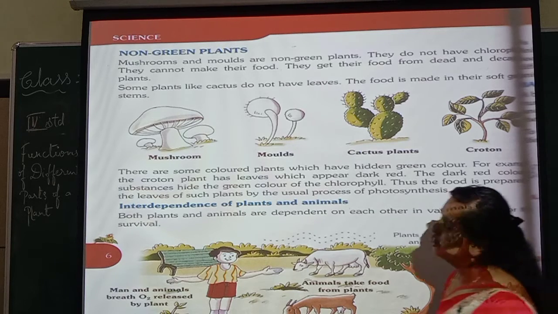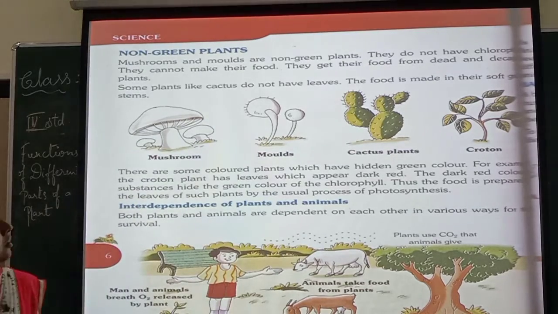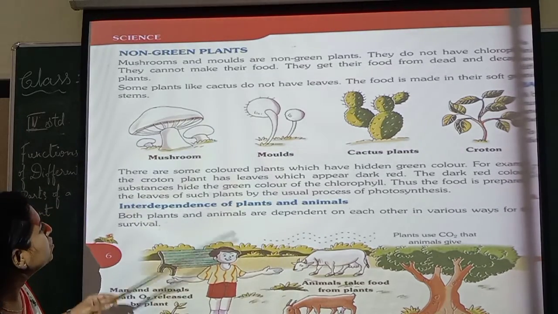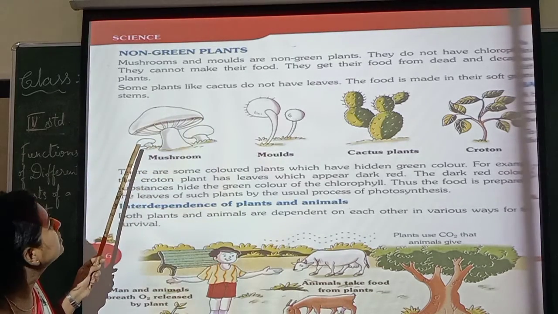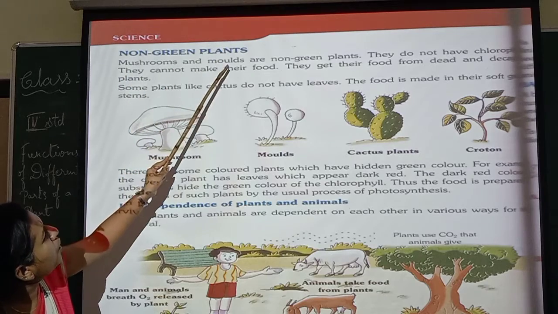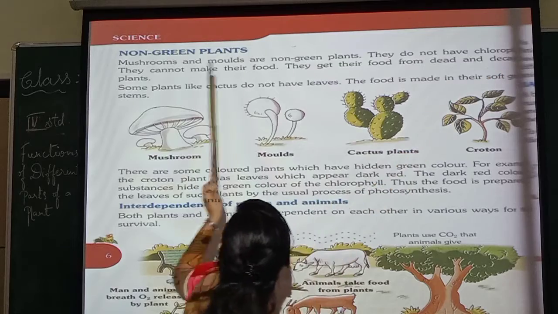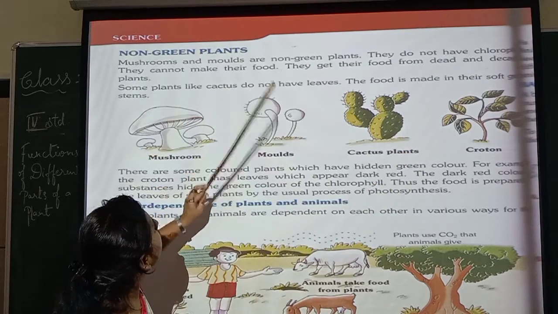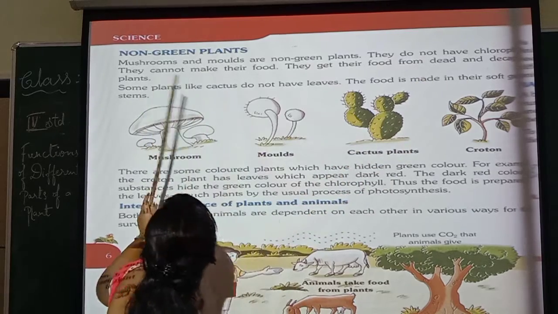Now, non-green plants. What do you mean by non-green plants? It's not green in color. Photosynthesis is not available in these. Mushrooms and molds are non-green plants. They do not have chlorophyll. They cannot make their food. They get their food from dead and decaying plants.